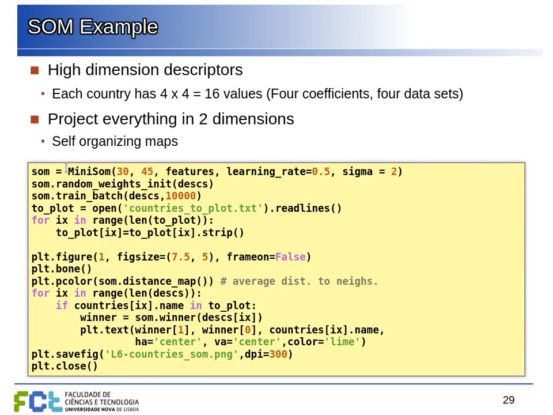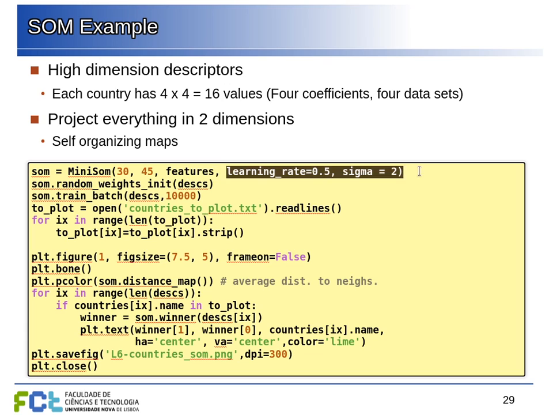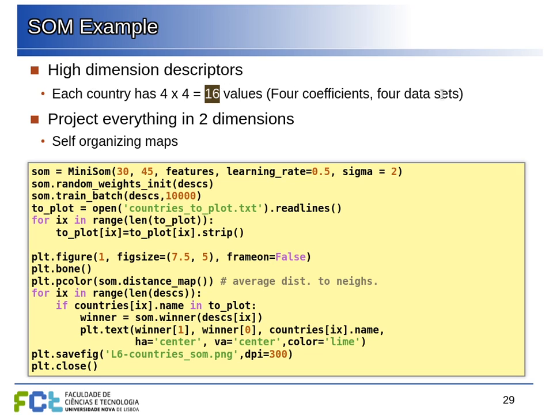So we can create a mini SOM. In this case, it's 30 by 45 neurons that I'm going to use. The number of features is 16. This is the number of features in our data. And we start with these parameters for learning rate and sigma, and now we initialize the weights, and we train using the descriptors that we got for our country. So this matrix with the descriptors has 1 row for each country and has 16 columns which correspond to the 4 parameters of the curve adjusted to each of the 4 indicators.